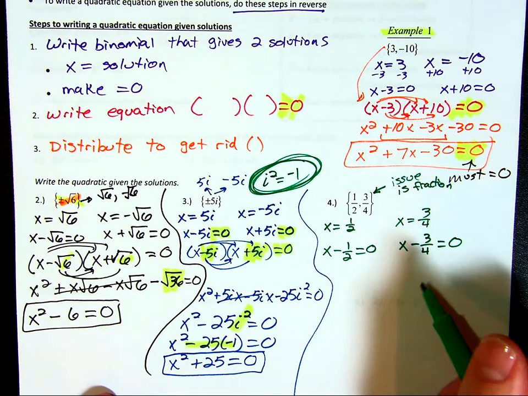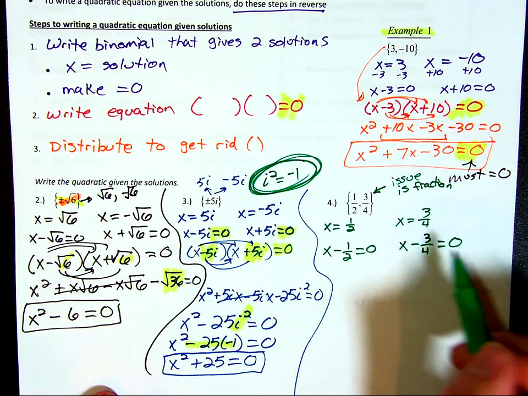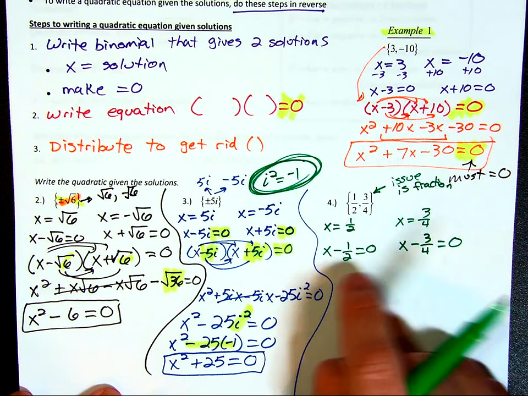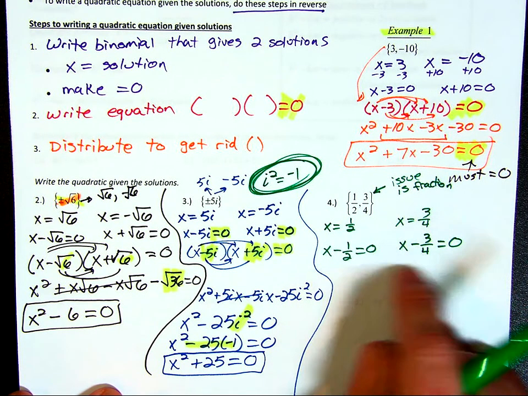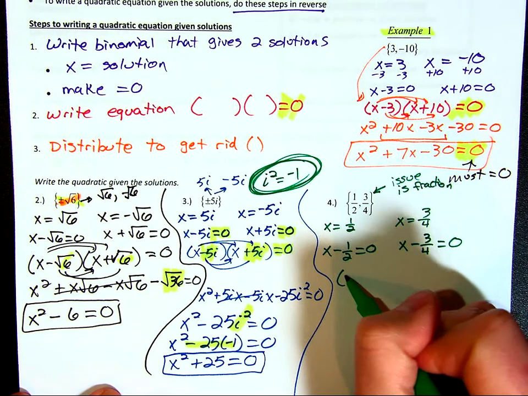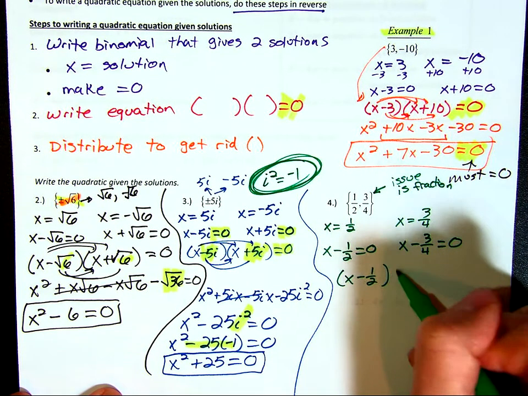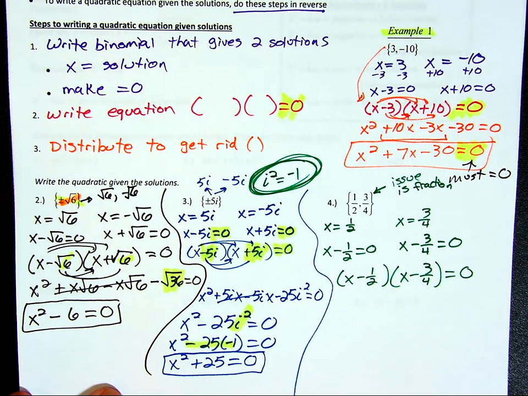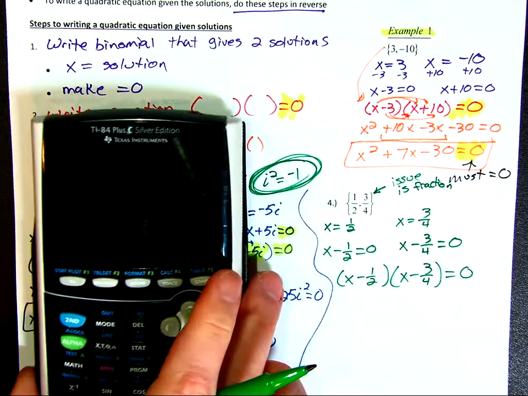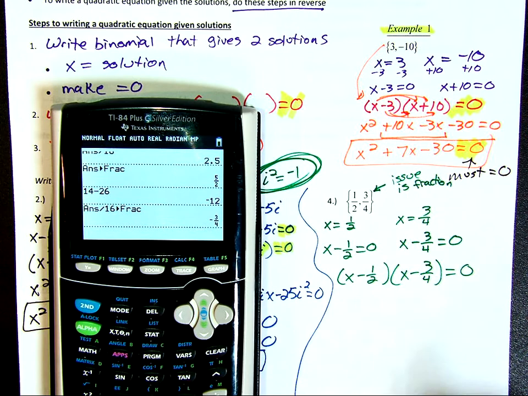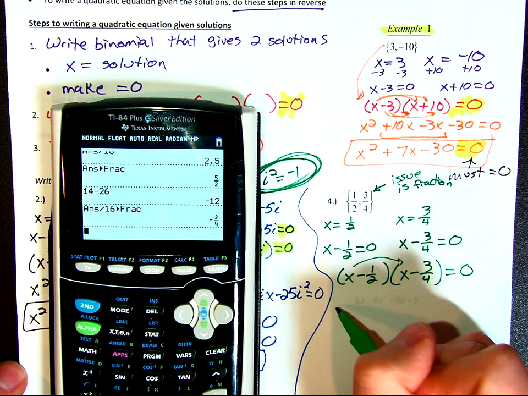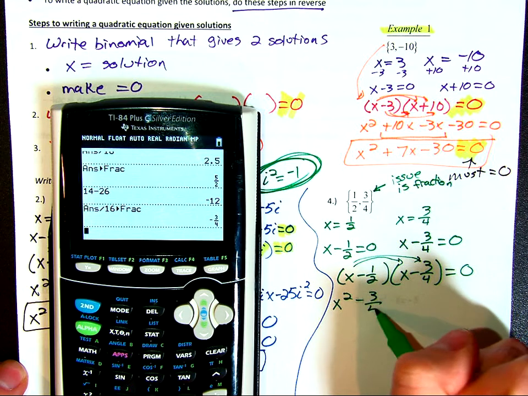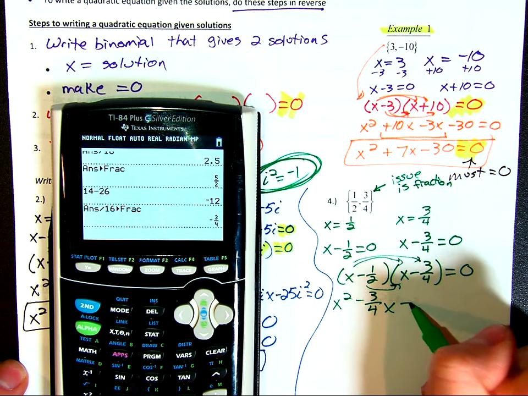At this point, you can rewrite these if you want to, but I feel like since we have a calculator, as long as you have a calculator and you can multiply with fractions in your calculator, you should be fine. So I'm going to leave it like this. So (x minus 1/2)(x minus 3/4) equals 0. Now I'm going to pull out my calculator and use that whenever I'm doing any of these problems with fractions. So x times x is x squared. X times negative 3/4 is negative 3/4 x. Negative 1/2 times x is negative 1/2 x.